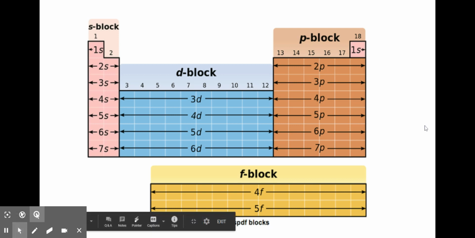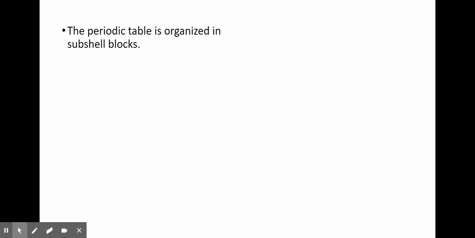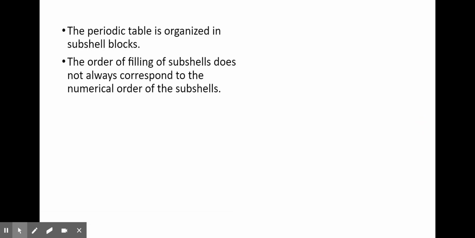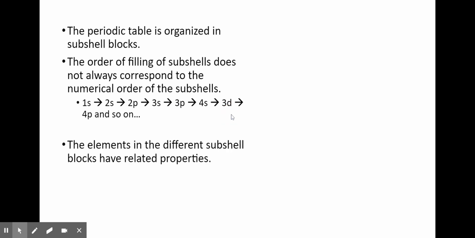It might not make a lot of sense as we do this here, but when we do the hotel activity, I promise you this will make a lot more sense. Okay. Those subshell blocks don't always go in numerical order. So we do 1s, 2s, 2p, 3s, 3p, 4s, and 3d. Notice we go from a third shell to a fourth shell back to a third shell.